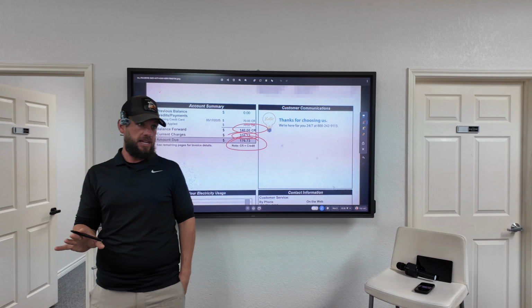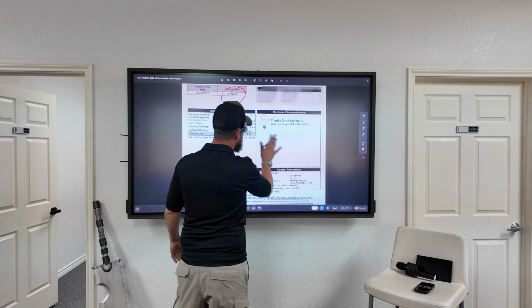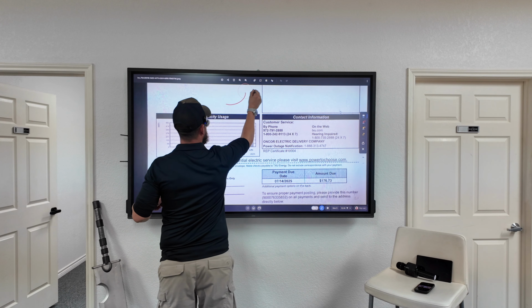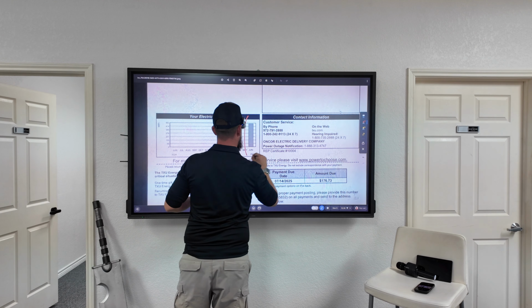Now, one thing to factor in, that's pretty high for bill number 1. Because usually the very first bill is not a full month. It's usually a partial bill. So it could be a week. It could be 2 weeks, right? It could be 30 days, but not usually. So if we look at the usage chart, we can see that there's only one bar.